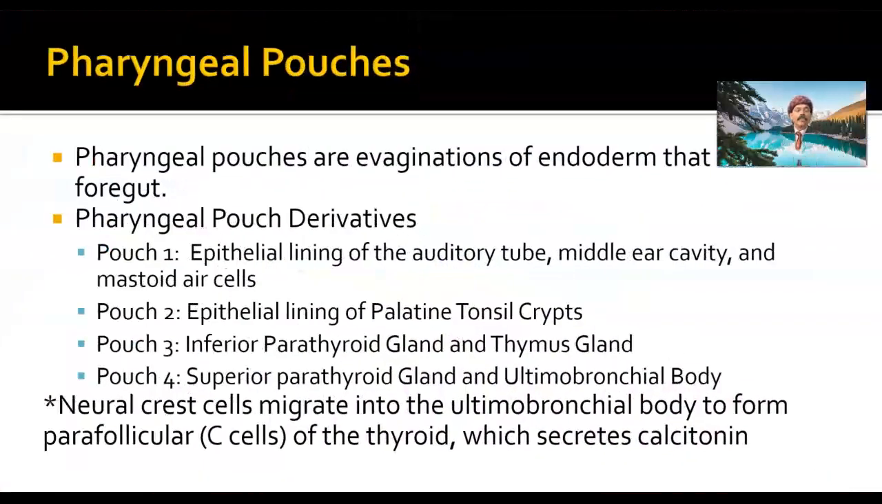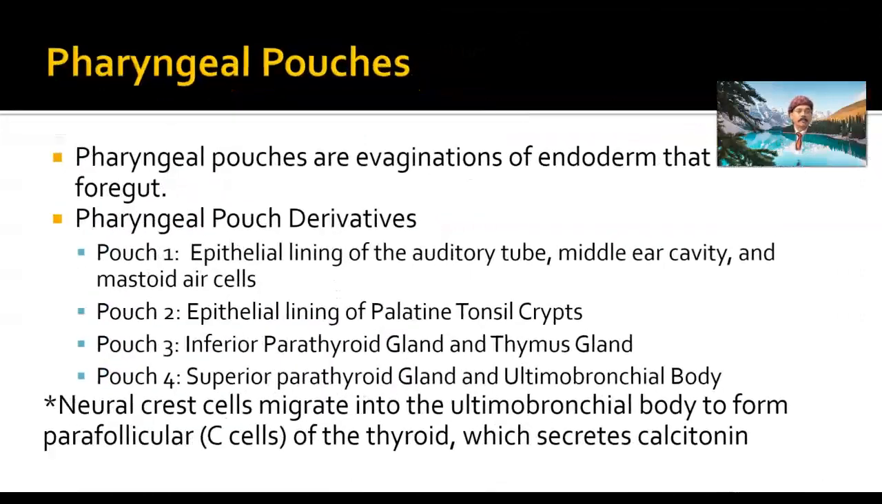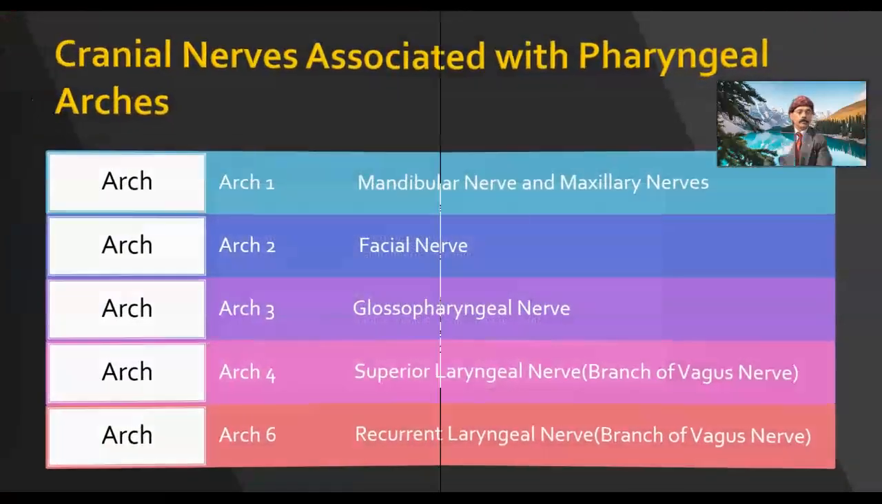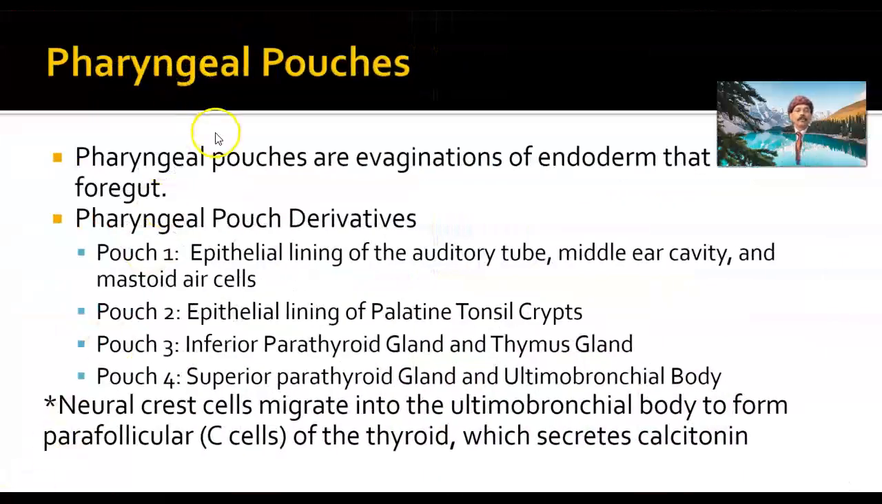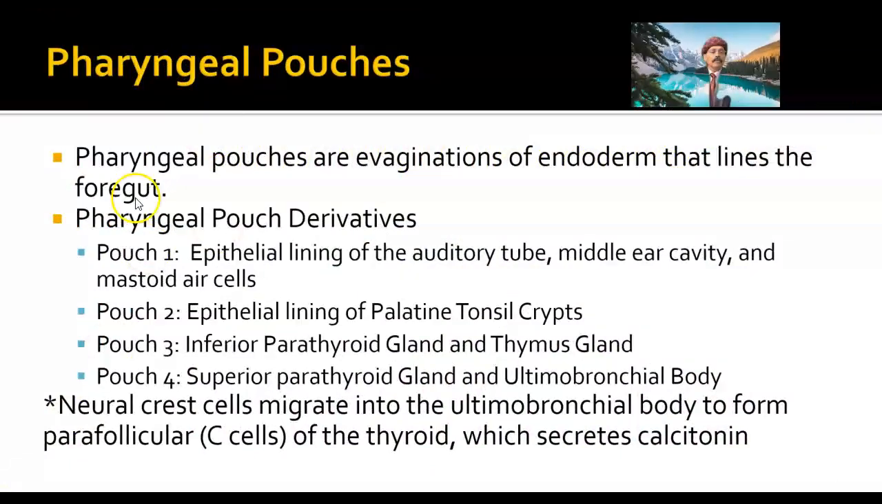Okay, pharyngeal pouches are evagination of the endoderm. These are the evagination of the endoderm that lines the foregut. Pharyngeal pouch derivatives is very important to us.